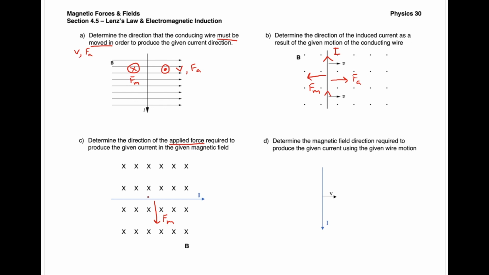Don't forget, though, that the force applied is always opposite the force magnetic. And so the force applied, which is what I'm looking for in this question, is going to be pointing up and to the top of the page.